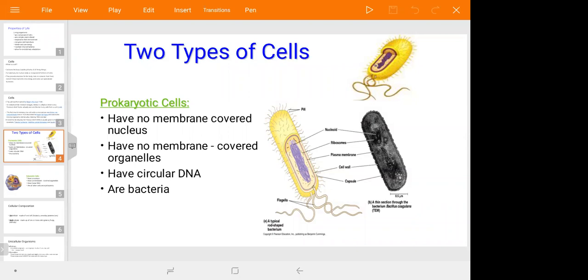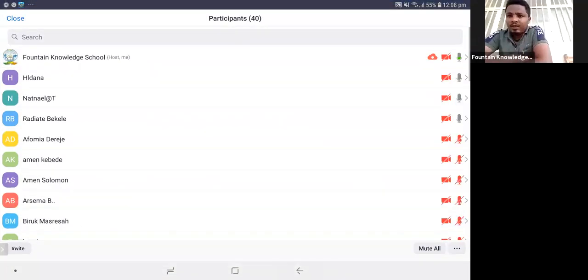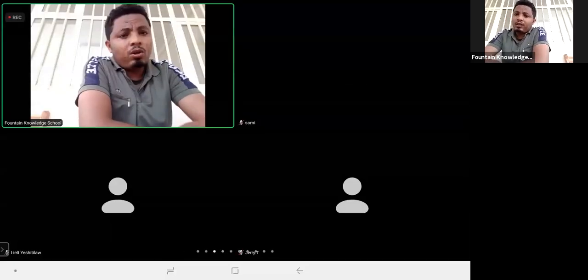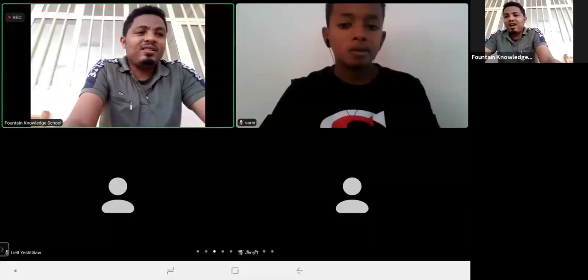What are the membrane-bounded organelles, from your grade 7 cell biology especially? The membrane-bounded organelles are like mitochondria, ribosome, endoplasmic reticulum, centrosome, lysosome, and so forth. But unfortunately, we cannot find those organelles here in prokaryotic cells. So the first type of cells, which are still primitive, are prokaryotic cells. Examples for prokaryotic cells are bacteria. So most of the prokaryotic cells lack a true nucleus and membrane-bounded organelles.